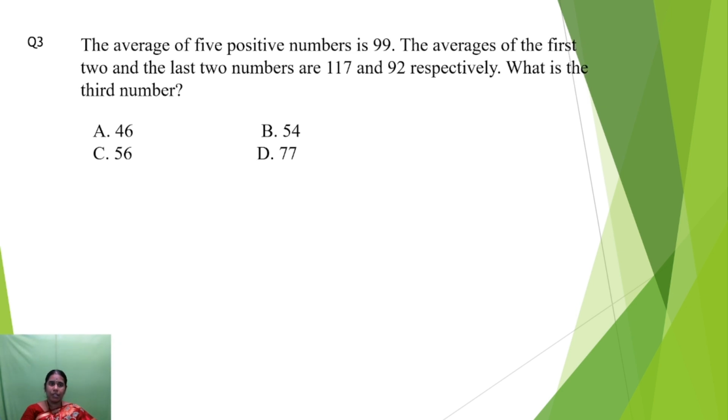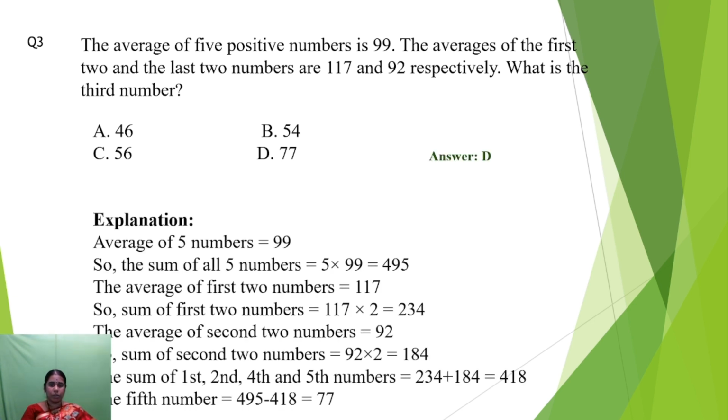Next question. The average of 5 positive numbers is 99. The averages of the first two and the last two numbers are given. What is the third number? They have given the average and are asking about our third number. Okay, let us see. They have given the 5 numbers' average as 99. So the sum of 5 numbers is nothing but 5 into 99, which is 495.